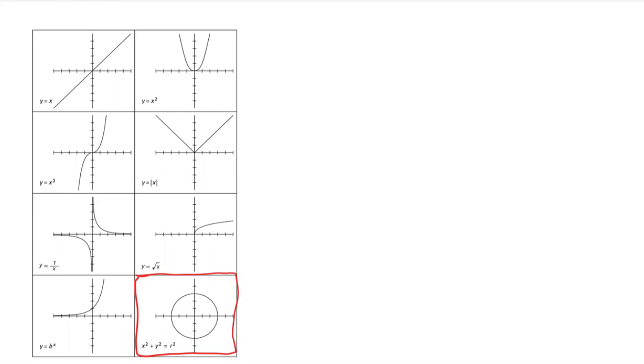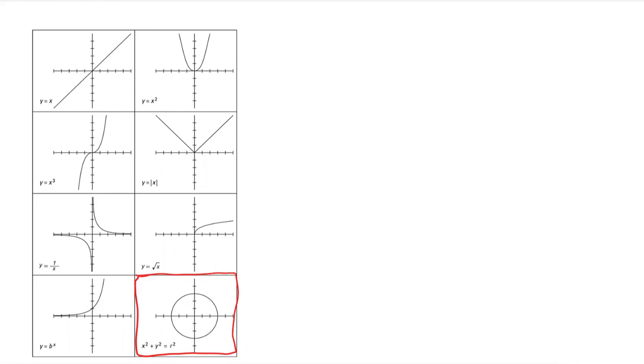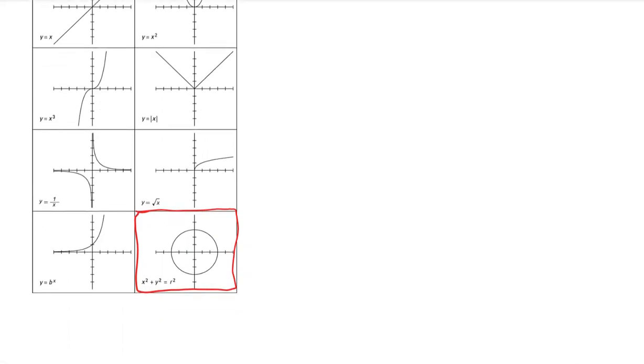Y equals square root of x. Right? We graphed this one already. And if you can see, the graph here matches the graph that we drew. Right? It's basically the same graph. Y equals b to the x. This is an exponential function. We'll talk more about them later, as well as logarithmic functions.